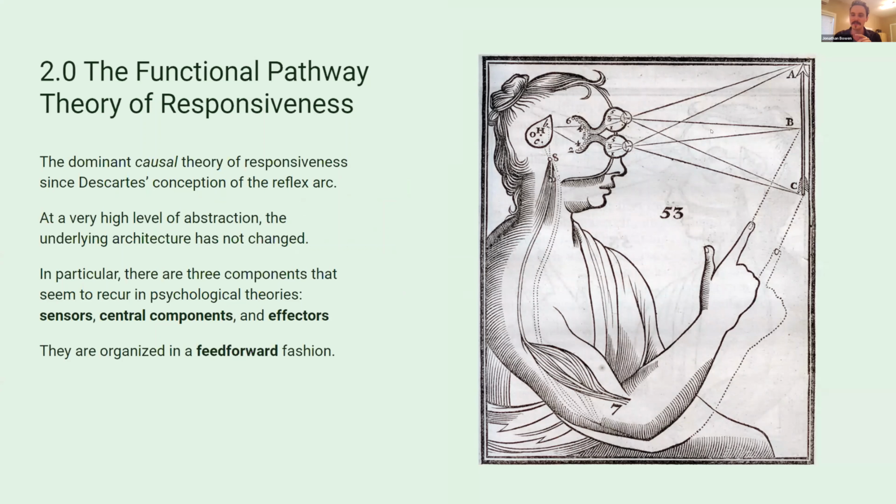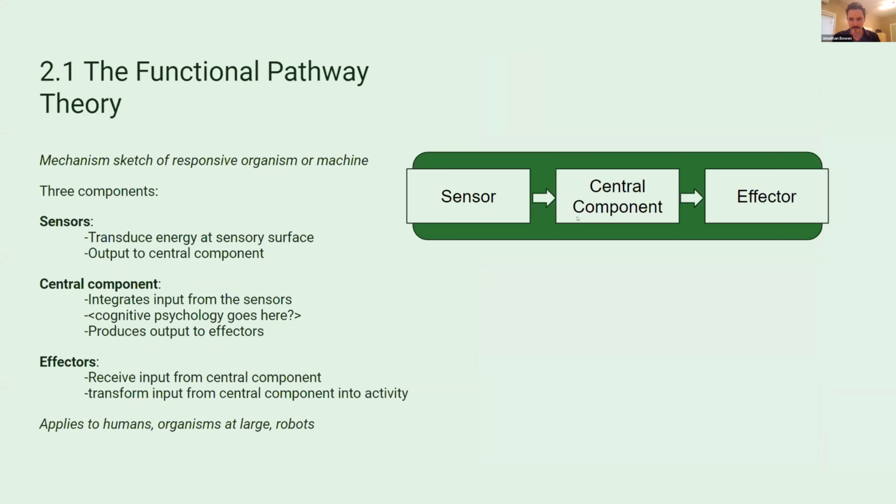This image is kind of quaint. We'd probably say some different things now about what's going on up here in the head, but at a very high level of abstraction, the underlying picture hasn't changed much. In particular, you always see three components recurring in psychological theories: sensors, central components, and effectors, arranged in a feed-forward fashion. Let's say something about what each of these components is.